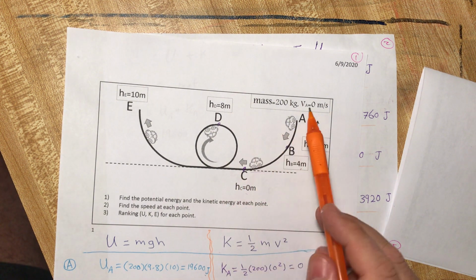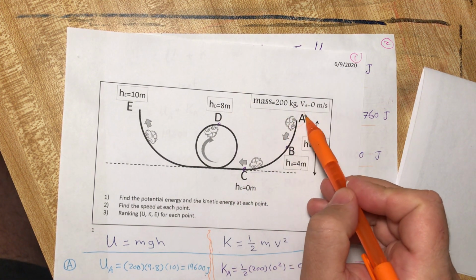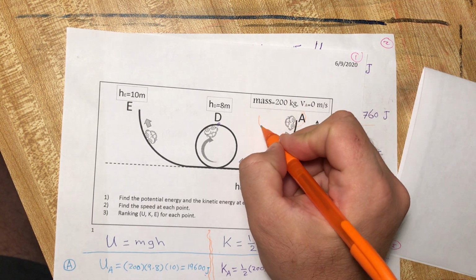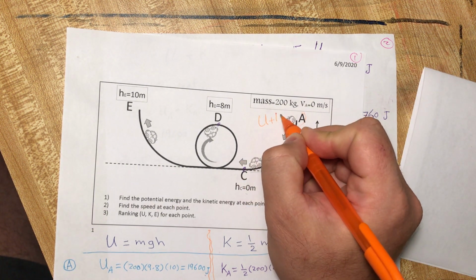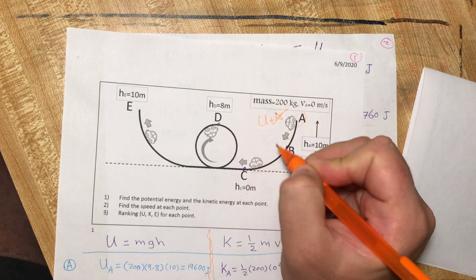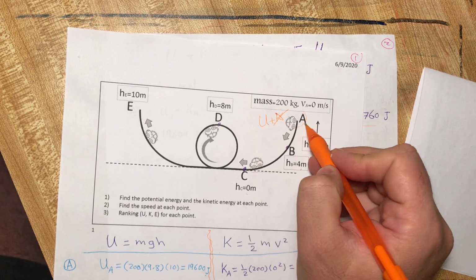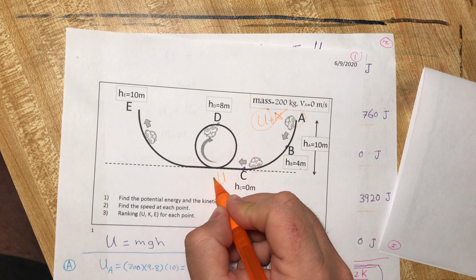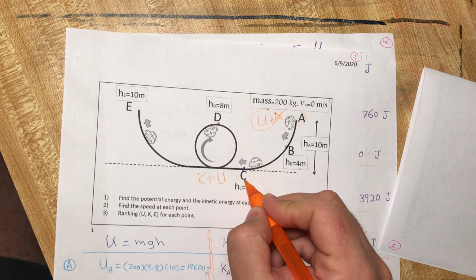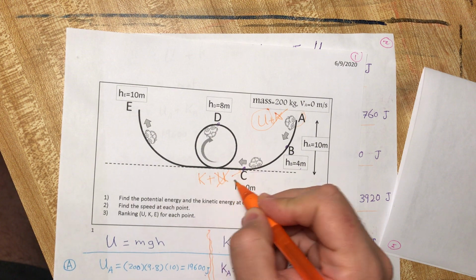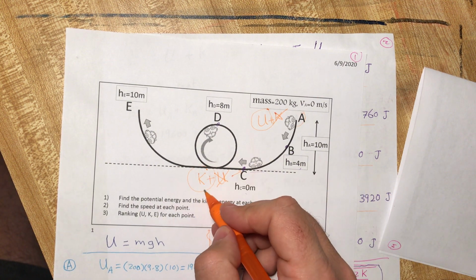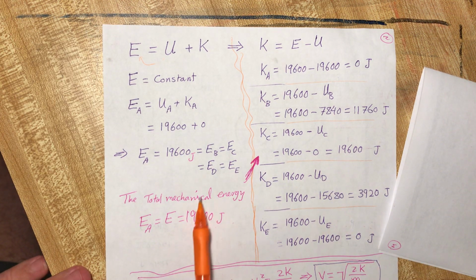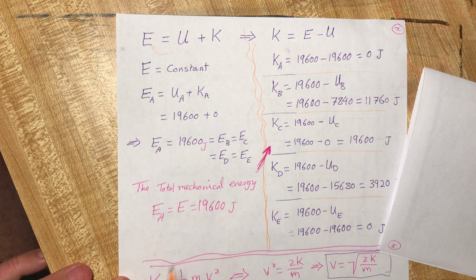All the mechanical energy at point A was potential energy, just potential energy. Here it was potential energy plus kinetic energy, but the kinetic energy is 0. So all the mechanical energy at point A was U. Here it is U plus K at point C, but U is 0. So all the mechanical energy is now converted to kinetic energy. Kinetic energy is equal to the total mechanical energy.